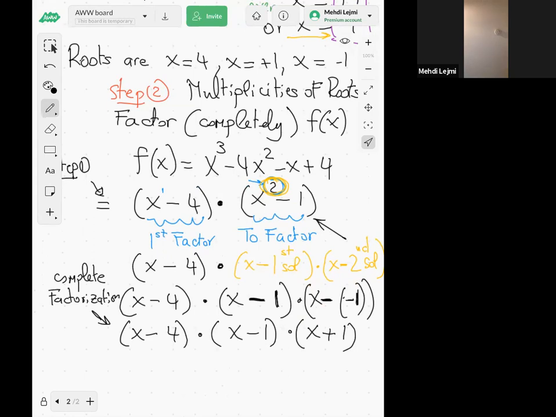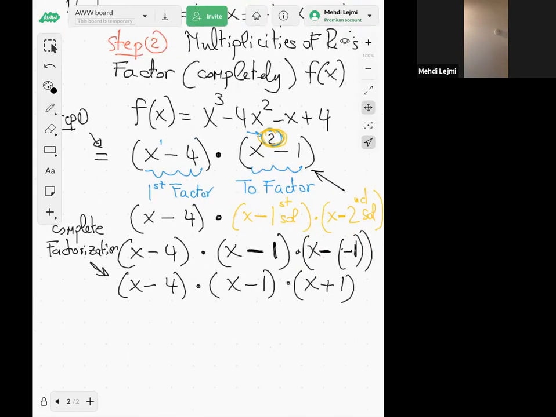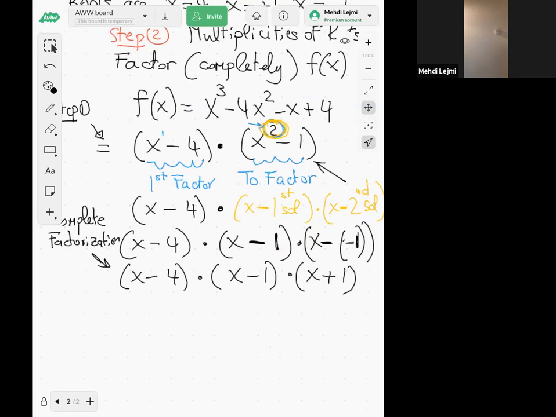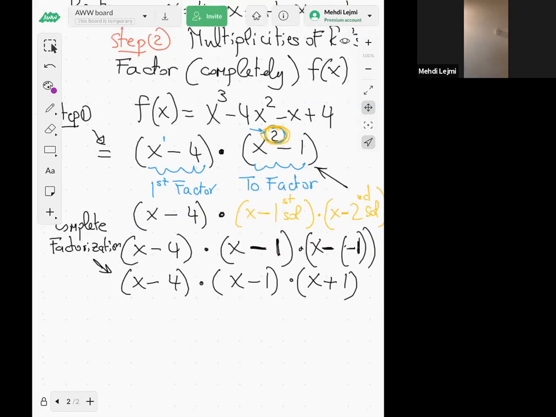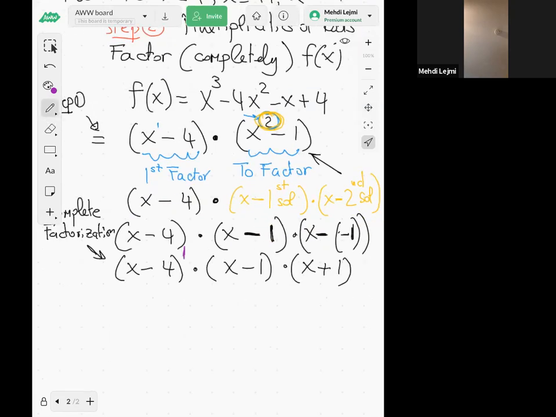Okay. Now I can find my multiplicities, right? But if you check the powers here, guys, all the powers are just 1. This is power 1, this is power 1, this is power 1. So all the roots have the same multiplicity, which is 1. So the final answer would be, we have the following roots.